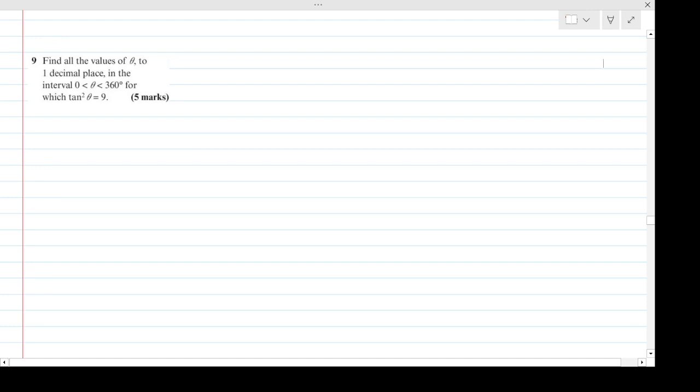Right, so then we've got this question. It says to find all values of theta to one decimal place in the interval between 0 and 360: tan squared theta is 9. Now again, this means tan squared, so it's the square of it, right?